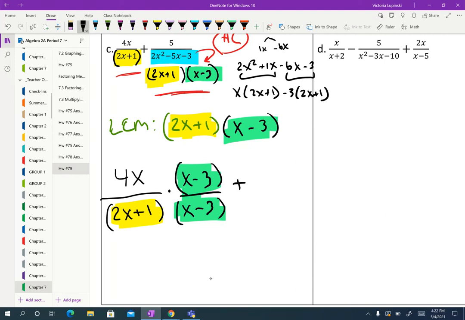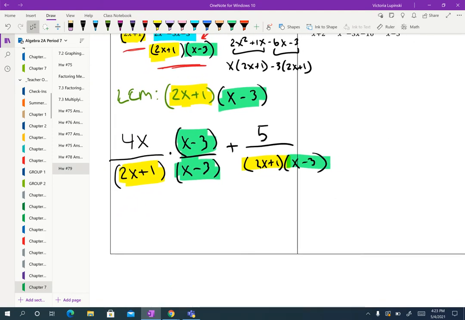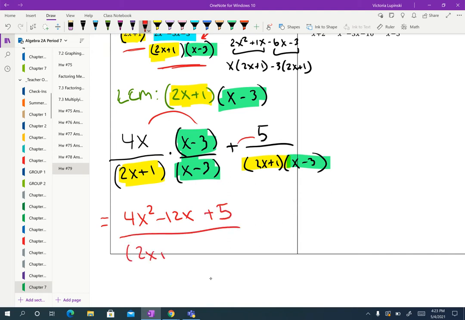Then plus, because the denominator of the 5 is already the LCM, you don't actually have to multiply it by anything. You can just leave it as 2x plus 1 times x minus 3. Again, because both parts are accounted for, you don't have to multiply by anything. So now you're on cleanup duty, and really all you have to worry about is multiplying these tops. So you're going to get 4x times x, which is 4x squared, minus 12x, then plus 5, and this is all over 2x plus 1 times x minus 3.